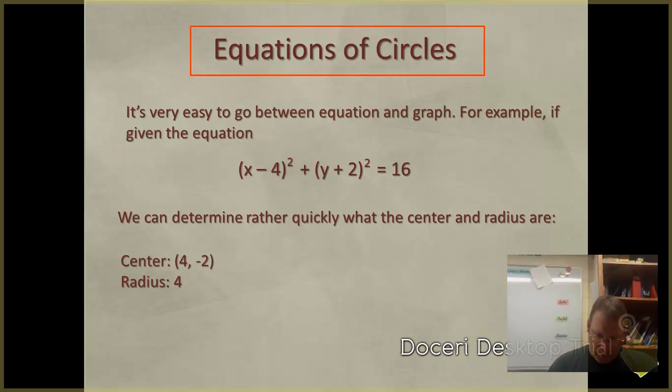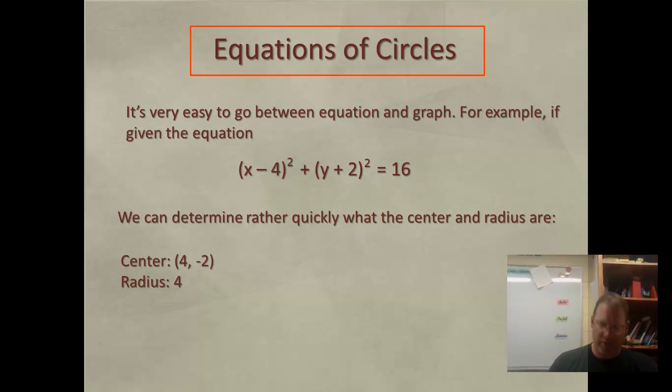Okay, remember the equation is supposed to have a negative, so that means that the x-coordinate is 4. And since this isn't a negative, the y is at negative 2. We take this and square root it to figure out what the radius is. Okay, so it's very simple to find out those two bits of information just from the equation.